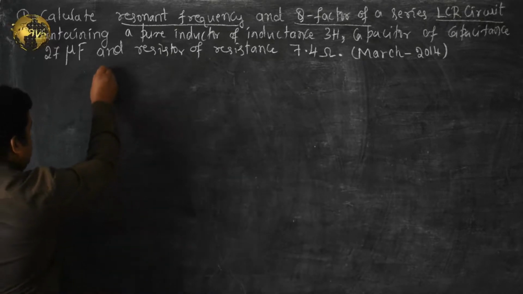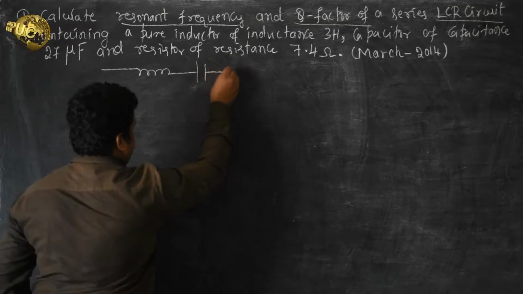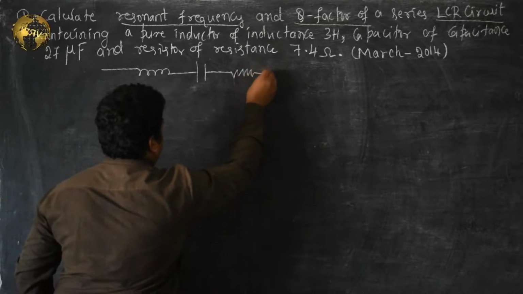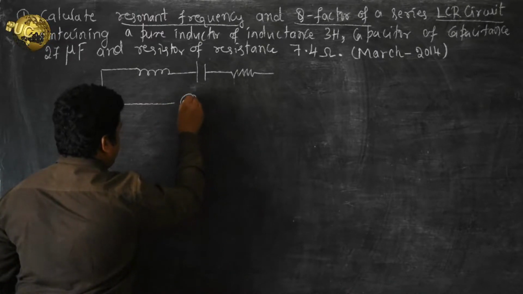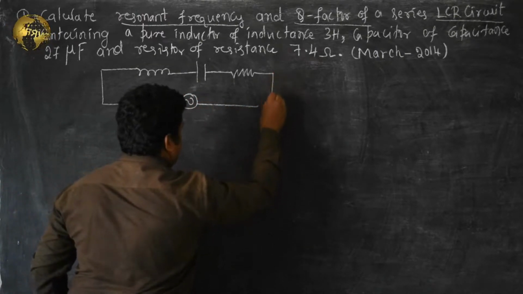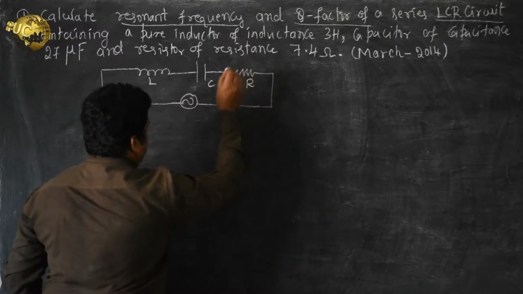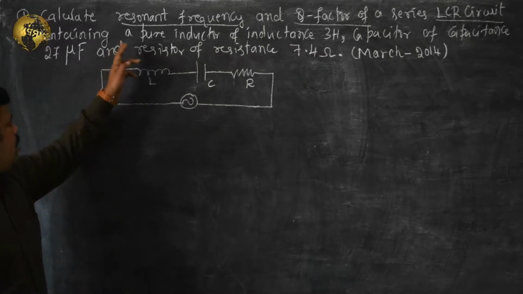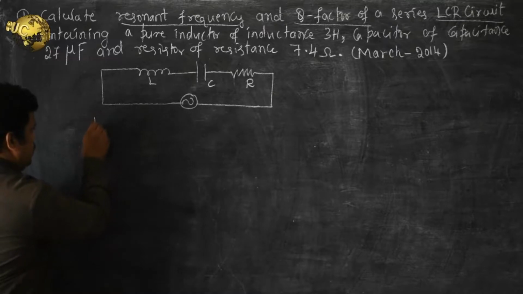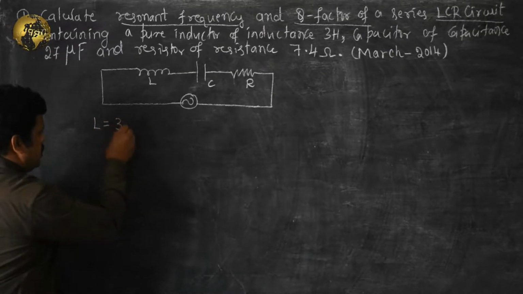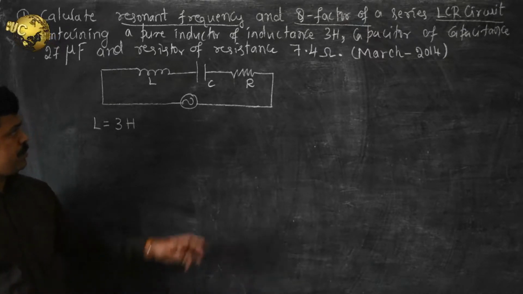Usually we write the circuit with inductor, capacitor and resistor connected to an alternating source, indicated like this, a series LCR circuit. They say a pure inductor of inductance L is equal to 3 Henry. So inductance is represented by L, which is equal to 3 Henry.